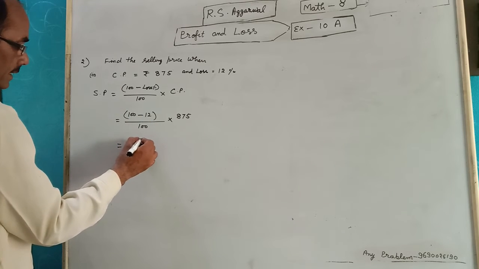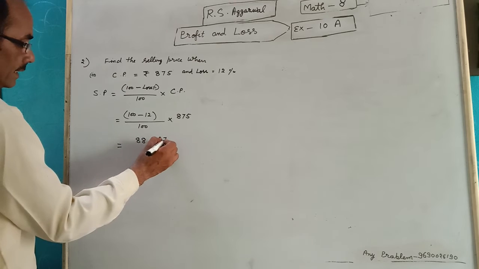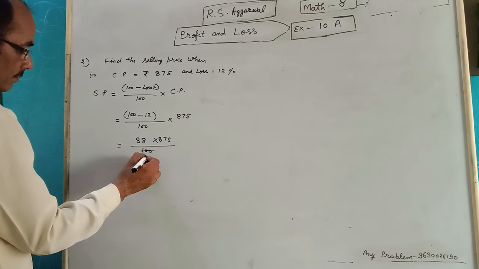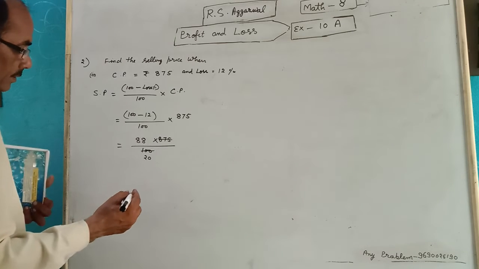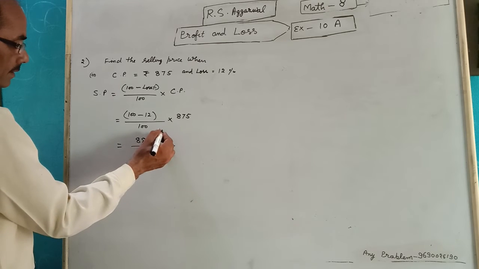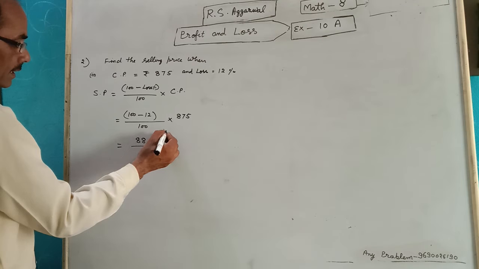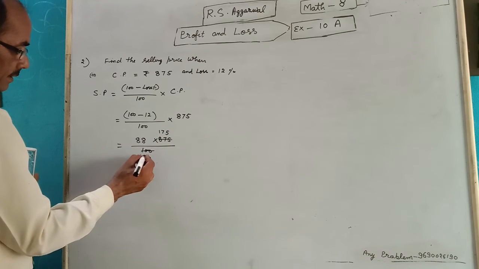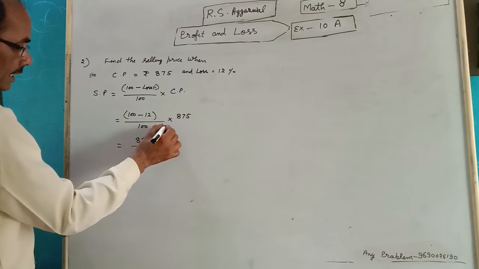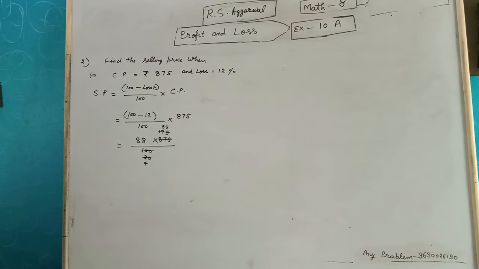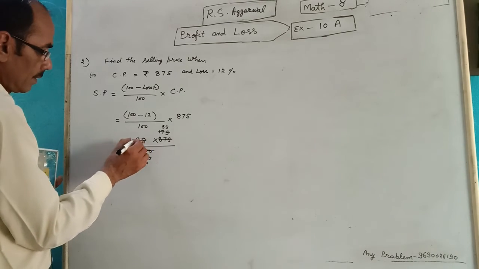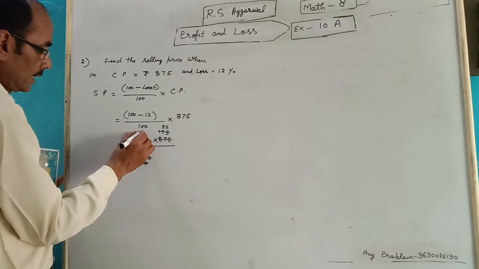After minus 88 into 875 upon 100. Divide by 5. 5 2 is 10 and 0. 5 1 is 5. 5 3 is 15. 25. 4 divided by 88. 4 2 8, 4 2 8.